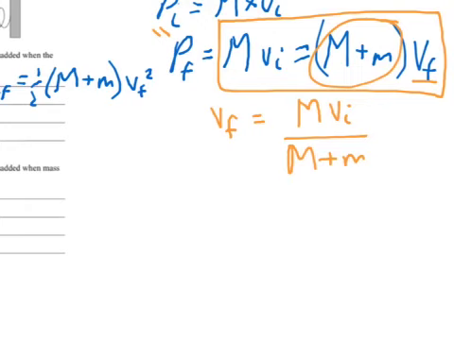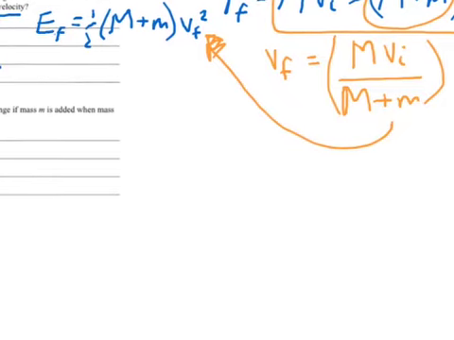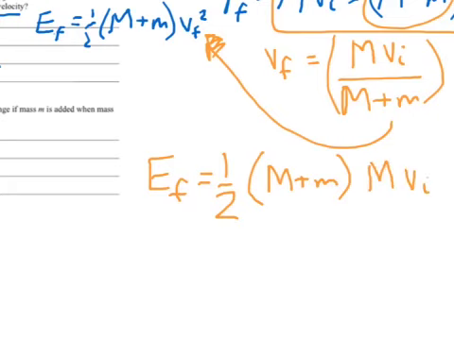Now we substitute that in. I can already see that there's an M plus m on the bottom, which might cancel with the M plus m on the top, but remember that's squared. So let's go ahead and see what we come up with for the final energy. EF equals half (big M plus little m), times (big M Vi divided by big M plus little m), and all of that squared.